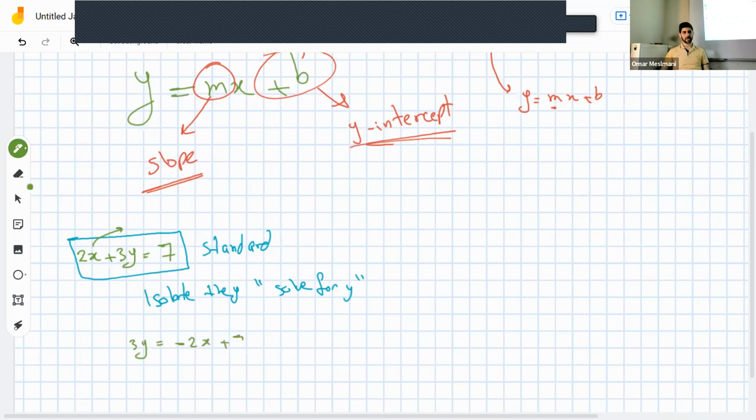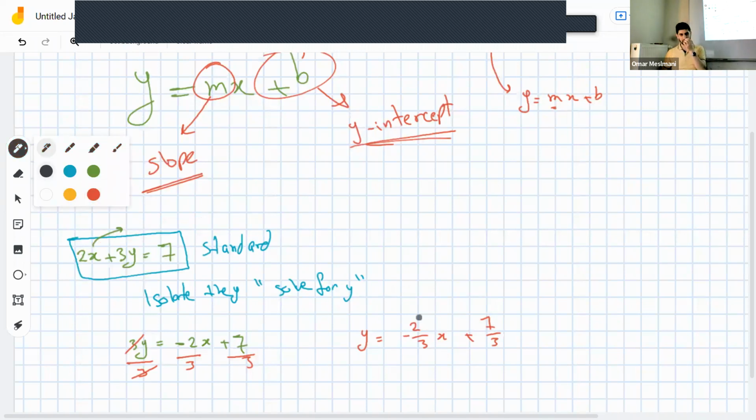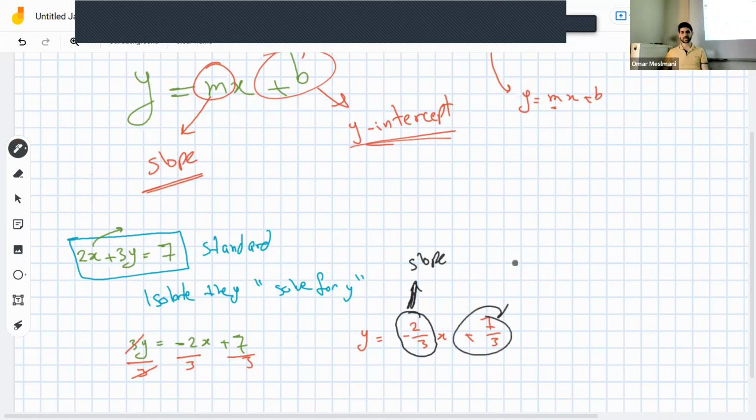Then, do I have only y? No, I have a 3 with the y. So I will divide all the terms by 3. Now I have a clear y. Cancel the 3 with the 3. You have y equals minus 2 over 3 x plus 7 over 3. You can see that this one and this one are exactly the same. But here, I can say that this is the slope. So what is the slope? It's negative 2 over 3. And this directly is the y-intercept.